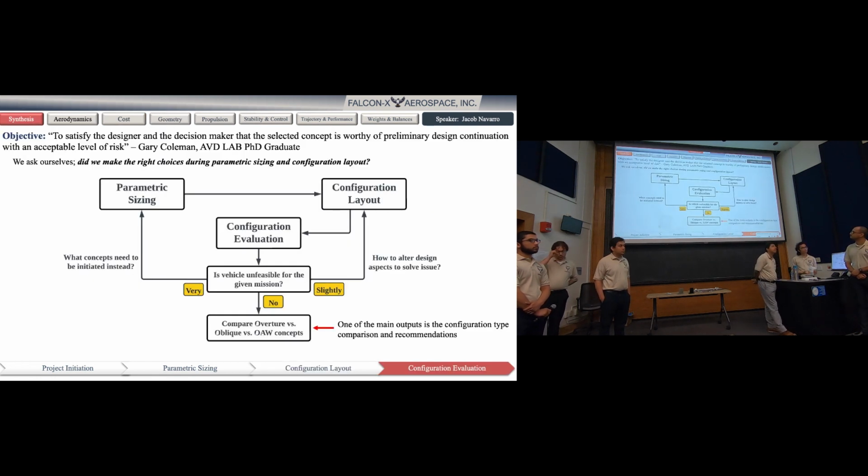So I'm going to go through this a little fast because we're coming up a little short on time here. When we move to the evaluation phase, we ask ourselves, did we make the right choices during the layout and sizing phase? Depending on how infeasible you are, you ask yourself, do I need to go back and pick a different concept, or can I just alter the design?